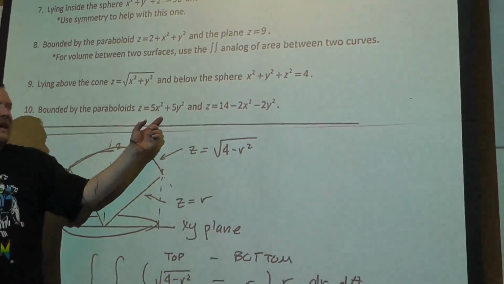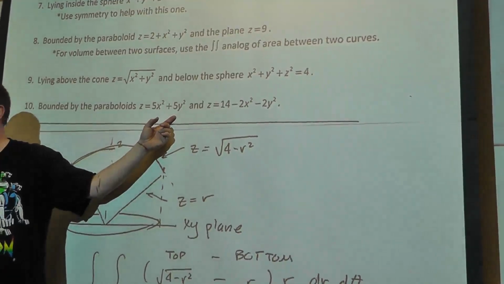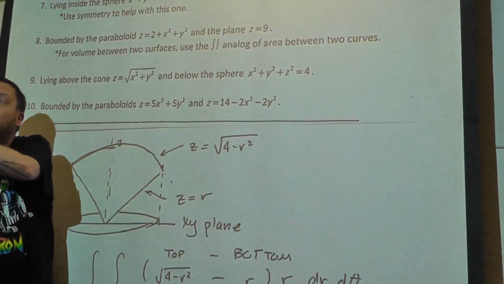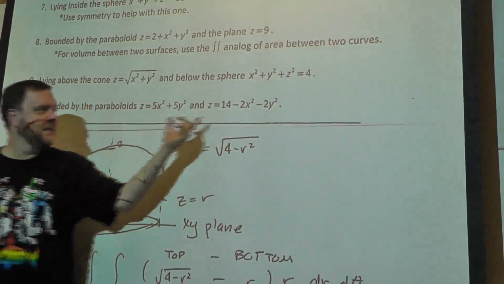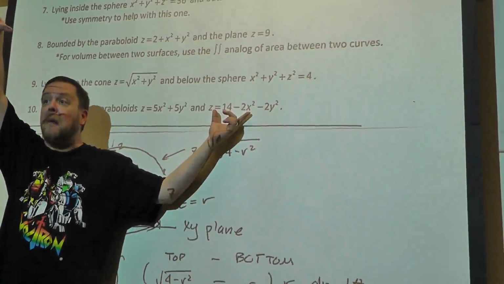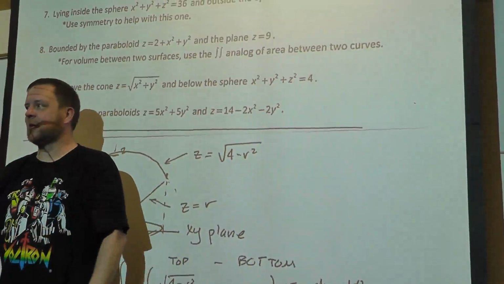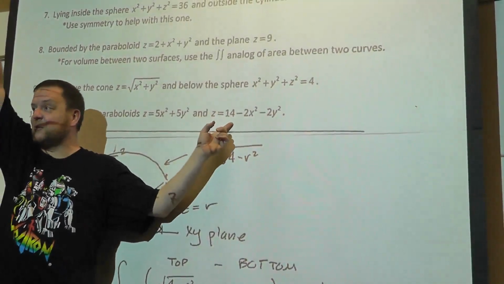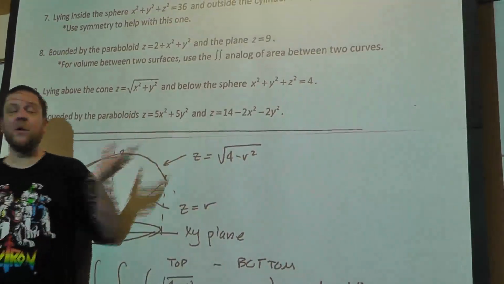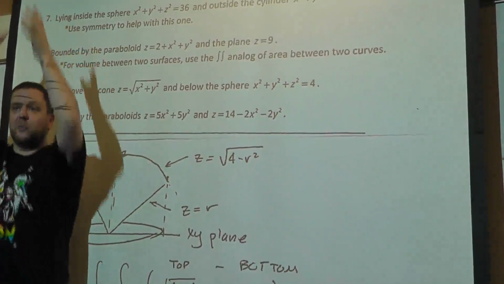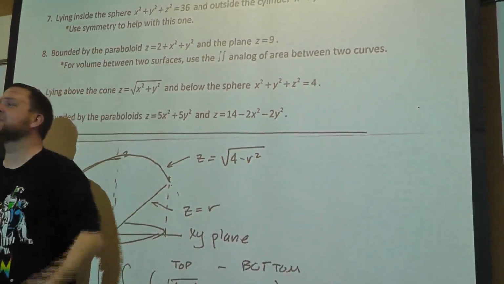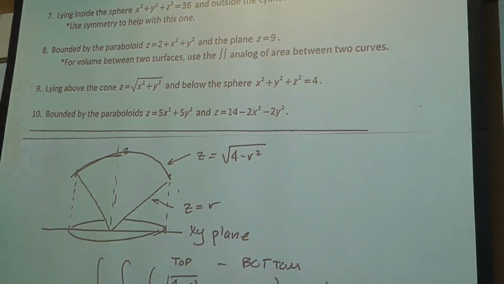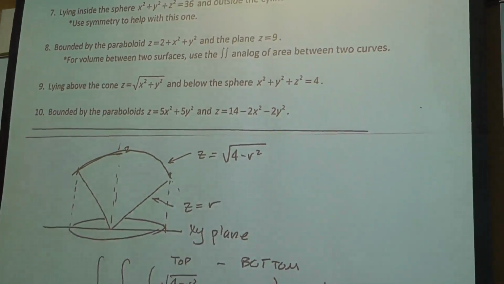Z equals 5x squared plus 5y squared is the bottom, because this is a paraboloid with vertex at the origin opening upward. This one, 14 minus 2 times x squared plus y squared, maybe factor the 2 out there, is a paraboloid that starts at z equals 14 and opens downward. So you've got one that opens up, and up above it, another one opens down. So they have to have a region of intersection. See if you can figure that out and set it up as a double integral in polar.